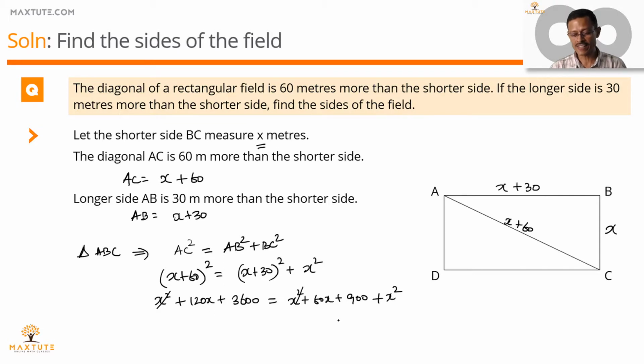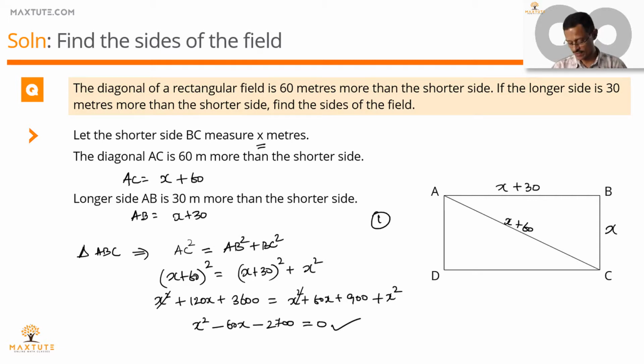Let's take the 120x to the right hand side. So we'll write it in this step. There is an x square left here. Take this 120x to the right hand side. 60x minus 120x will leave us with a minus 60x. Take the 3600 to the right hand side. 900 minus 3600 will leave us with a negative 2700. All of this is equal to 0. So step 1, framing the equation, is done. We got a quadratic equation.